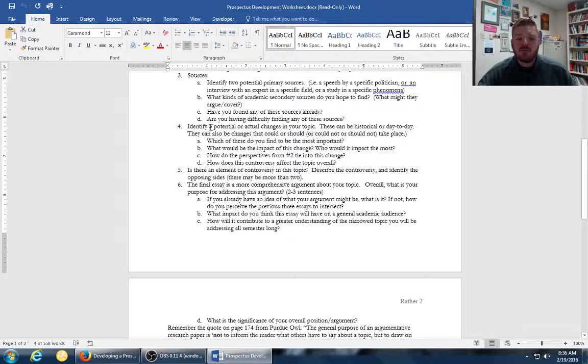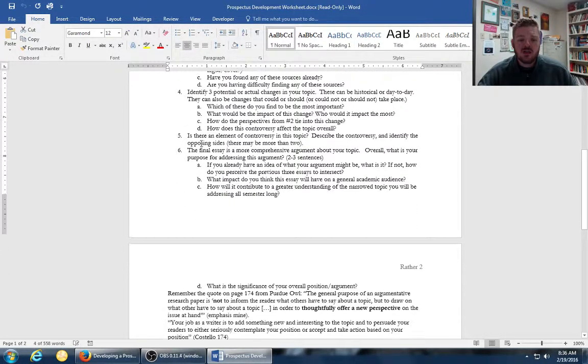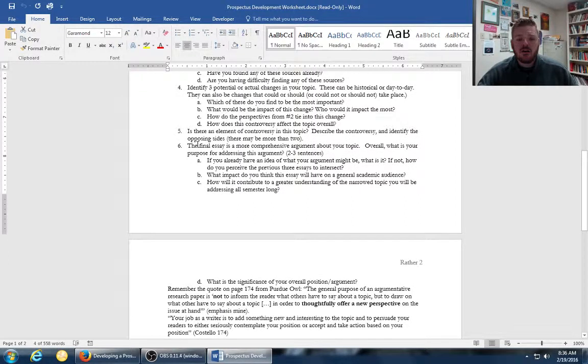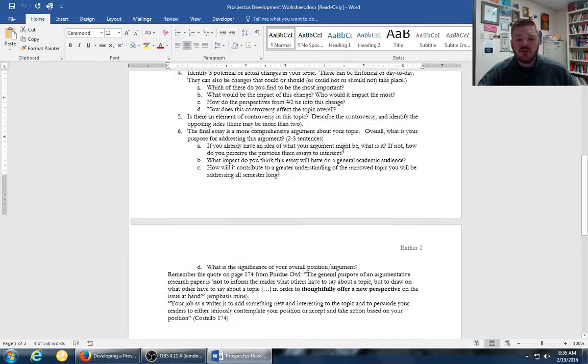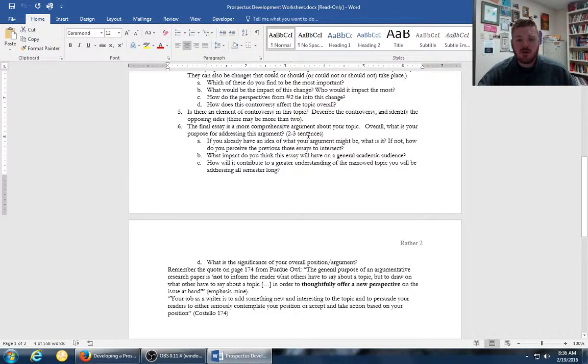Identify 3 potential or actual changes in your topic. So how has this changed over time? Is there an element of controversy in this topic? Of course there is, because people want to argue that images don't manipulate them, but historically they do. And then the final essay is a more comprehensive argument about your topic.